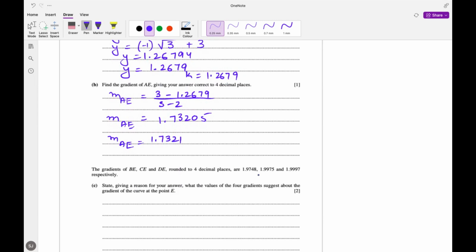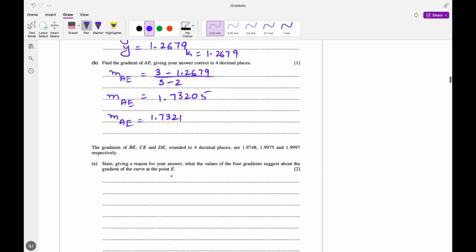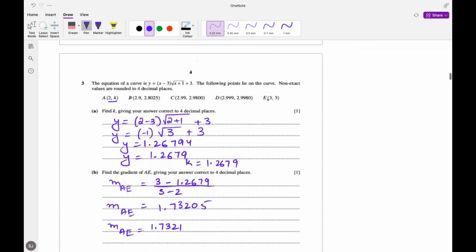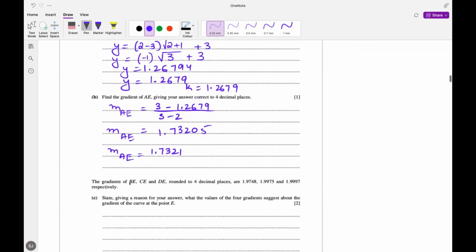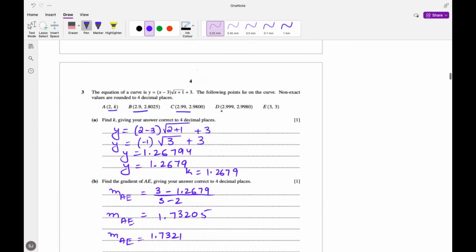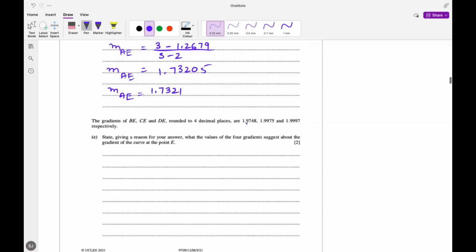Now in part C, it says that the gradients of BE, CE, and DE, rounded to 4 decimal places, are 1.974, 1.9975, and 1.997. It is asking us to state, giving a reason for our answer, what the values of the 4 gradients suggest about the gradient of the curve at the point E. Now, if you look at point E, the x and the y value is 3, and the gradients of BE, CE, and DE are given. Now we can see that in B, C, D, and E, the x value is approaching 3, and the gradient is approaching 2. So we can say that the values of the 4 gradients suggest that the gradient at E is approaching 2.